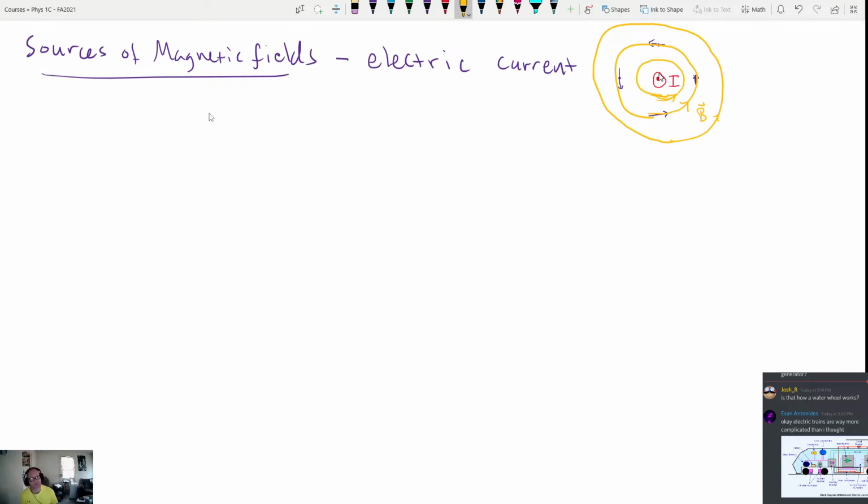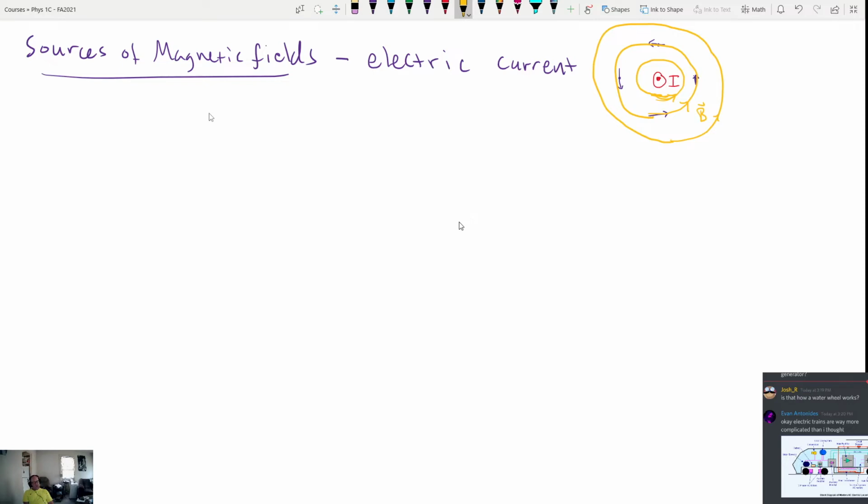And you can even predict for yourself what the direction would be. If you stick your thumb in the direction of the current, your fingers sweep around in the direction of the magnetic field. Again, this is a right-hand rule as well. So point your thumb in the direction of the current, and your fingers will sweep in the direction of the magnetic field.